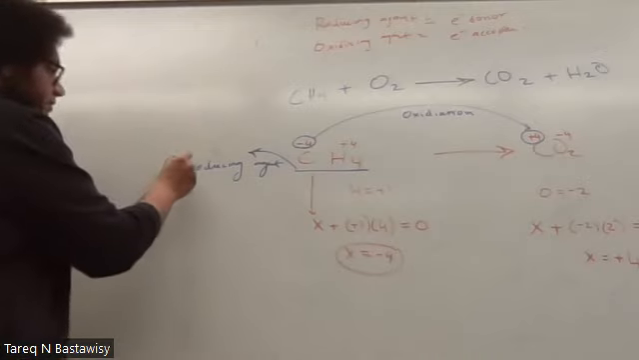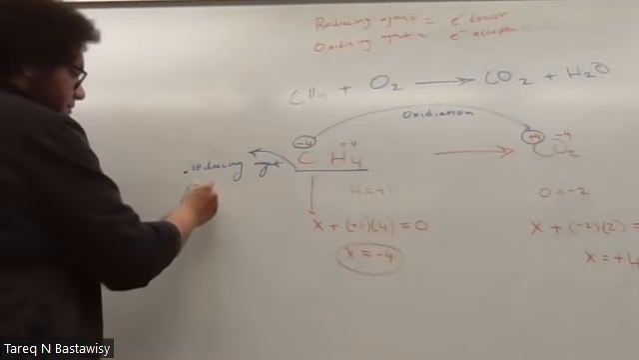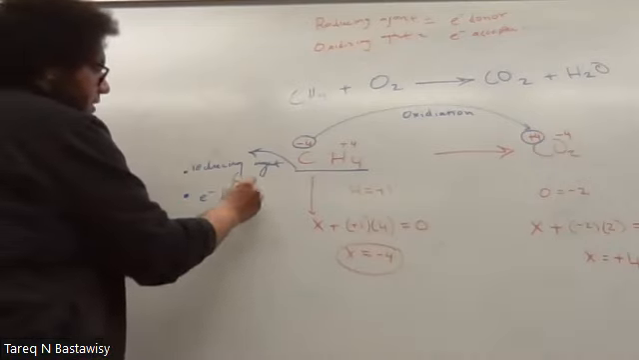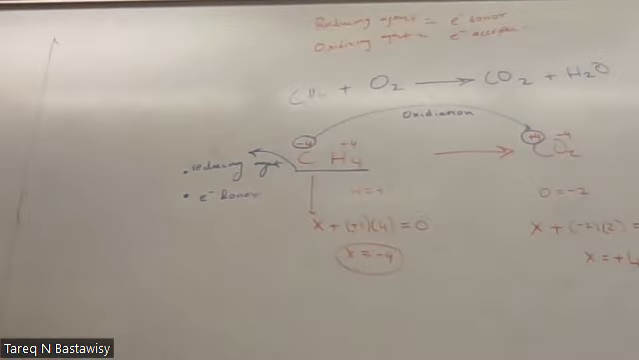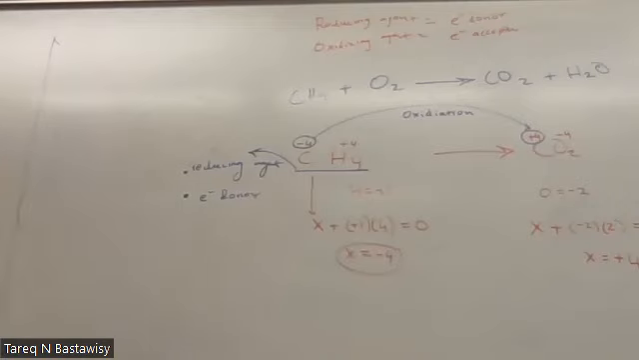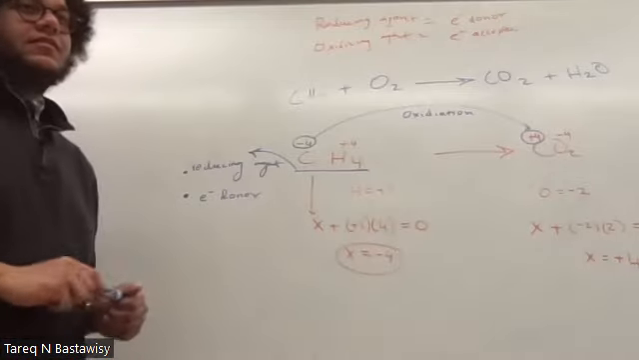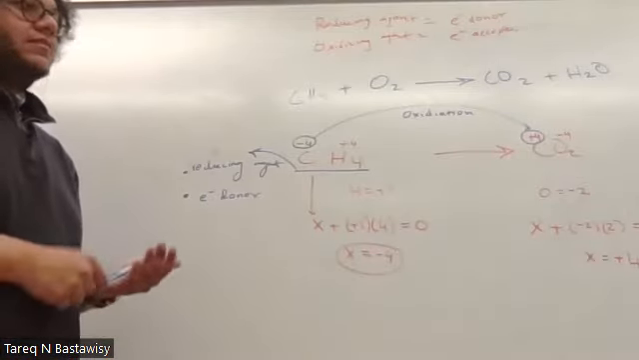What does a reducing agent mean? Electron donor. So does that make your substrate an electron donor or an electron acceptor? Donor. I think the substrate is always going to be the electron donor. Okay, that's what I thought.